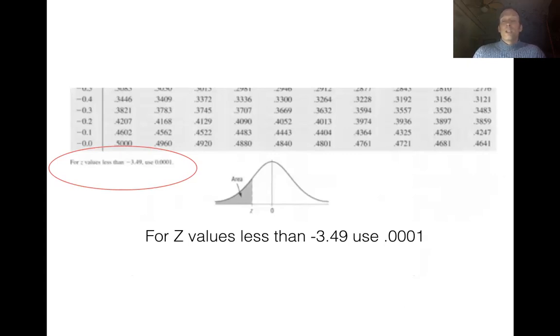And here's why they're telling us that. We know from the empirical rule that if we're 3 standard deviations below the mean, we're in a very rare position, and hardly any data is going to be less than that number of standard deviations below the average. And we don't want to say the area is 0 because we want to be a little more careful. So we say the probability is 0.0001. So anytime we have a Z value less than negative 3.49, we're going to use 0.0001 as our area.